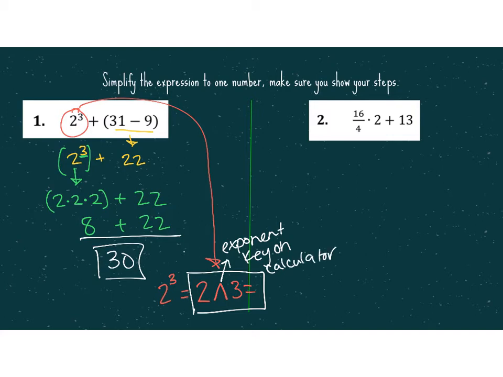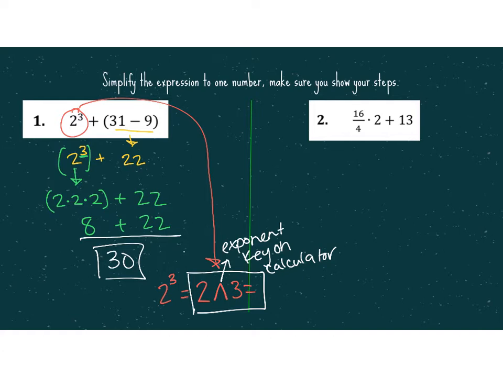All right, so let's take a look at number 2. In number 2, I have 16 divided by 4 times 2 plus 13. So again, I need to go through my order of operations. Please excuse my dear Aunt Sally.